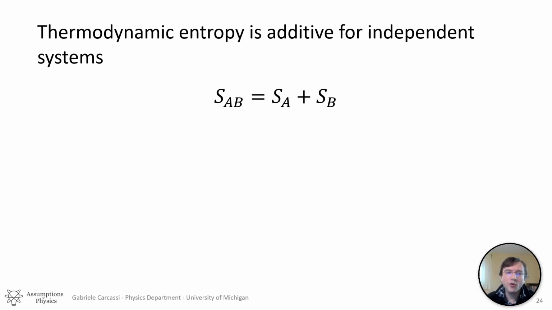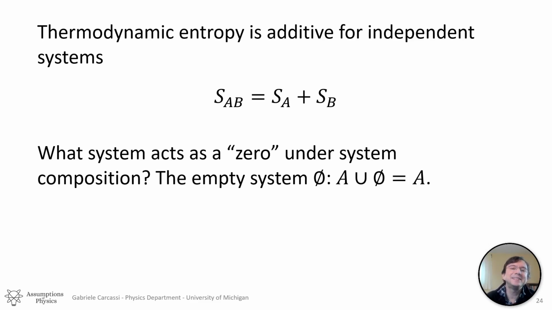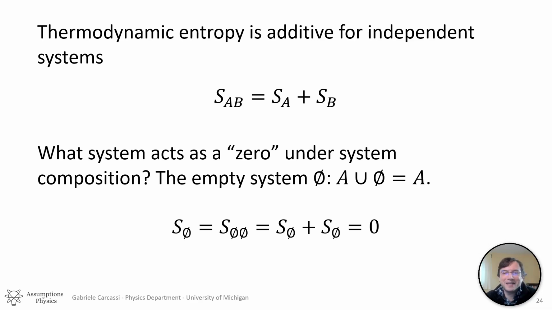So we're looking for a zero, and what system acts as zero under system composition? Well, it's the empty system. If I take A and compose it with the empty system, I still get A no matter what A is. So if we look at the entropy of the empty system, well, the empty system is equal to the empty system combined with itself, and the empty system is going to be independent of another empty system. So S naught is equal to 2S naught, which means that it's equal to 0. So we already have a very natural zero for thermodynamics, the empty system.